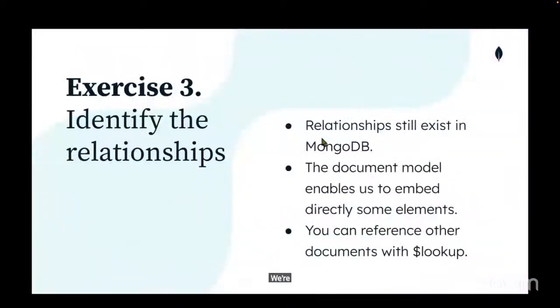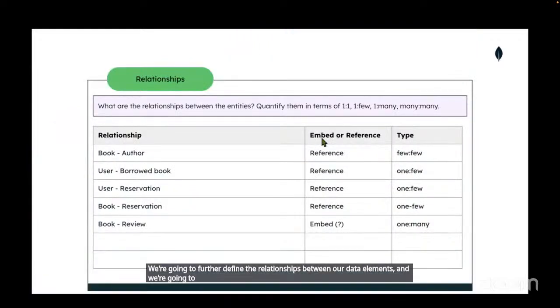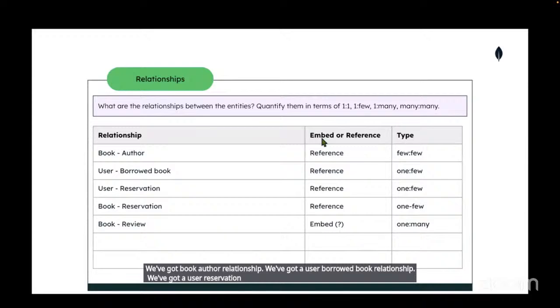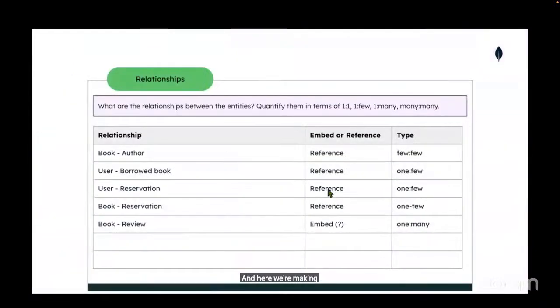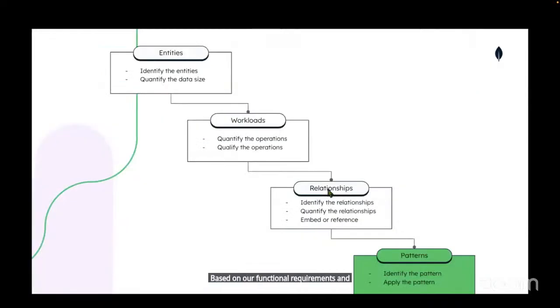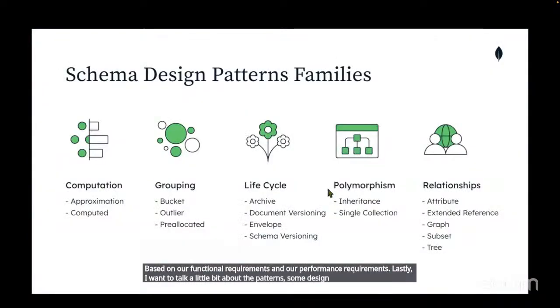We're going to further define the relationships between our data elements, and we're going to document those. In our library application, we've got a book-author relationship, a user-borrowed-book relationship, a user reservation and a book reservation, and a book review. And here, in almost every case, we're making the choice to reference rather than embed. That's not always the case, but for our specific application, that makes sense based on our functional requirements and our performance requirements. Lastly, I want to talk a little bit about some design patterns, and then we're going to wrap and take some questions.